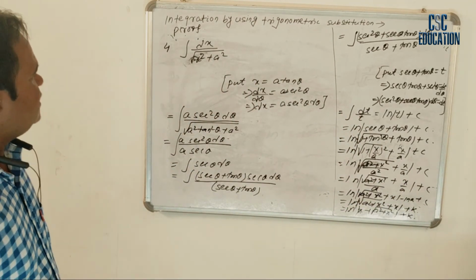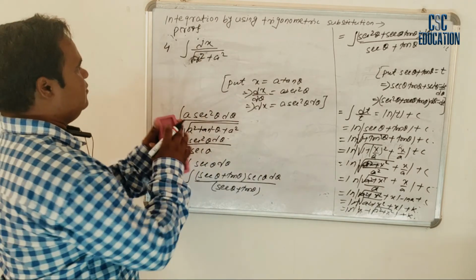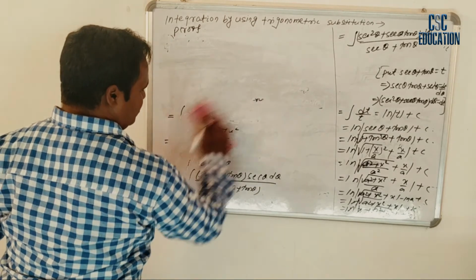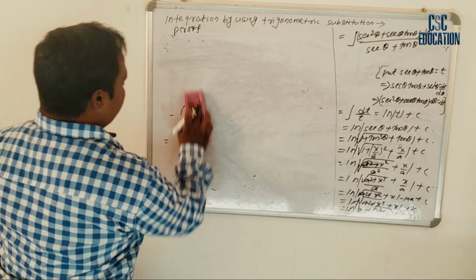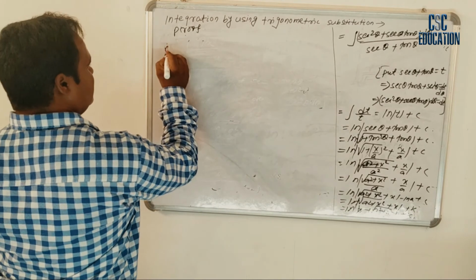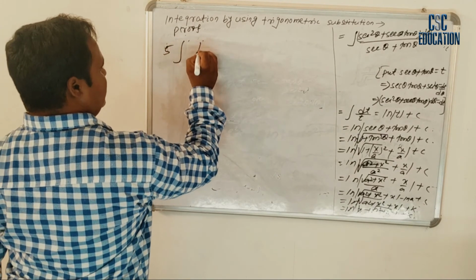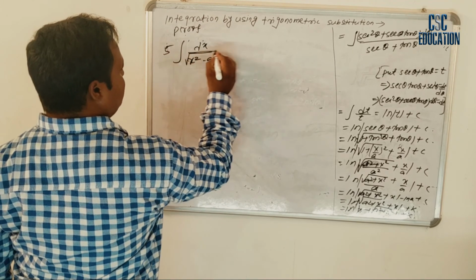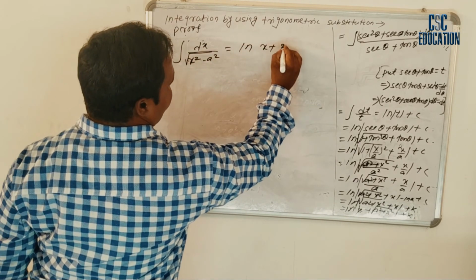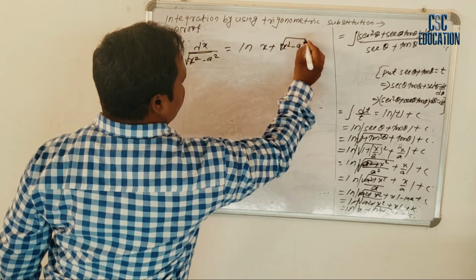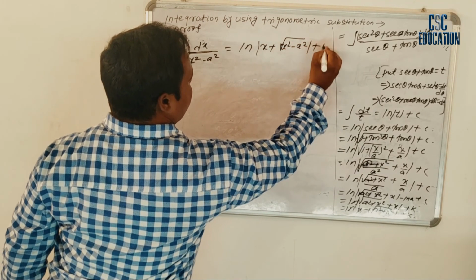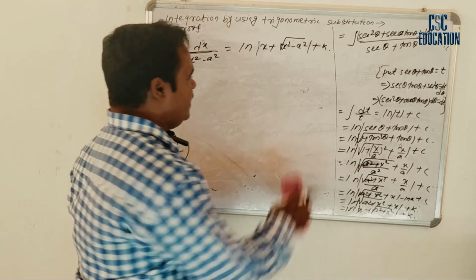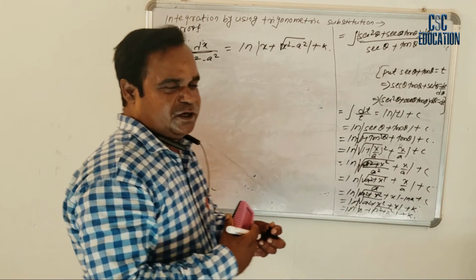That is the answer. Similarly, work out the next formula yourself. Try it. That is the formula: dx divided by the square root of x square minus a square is ln of x plus the square root of x square minus a square, plus k. Try this formula or any given problem.